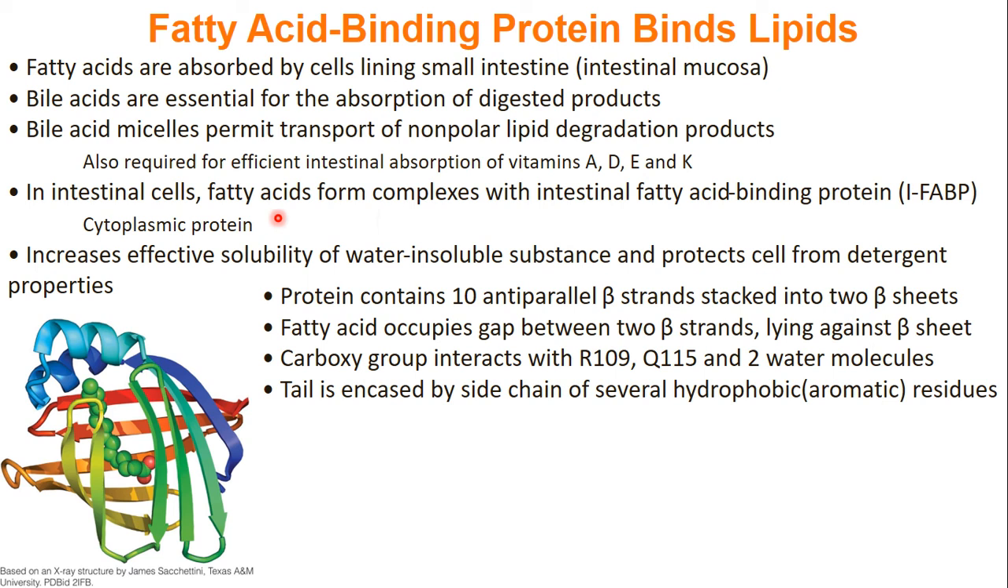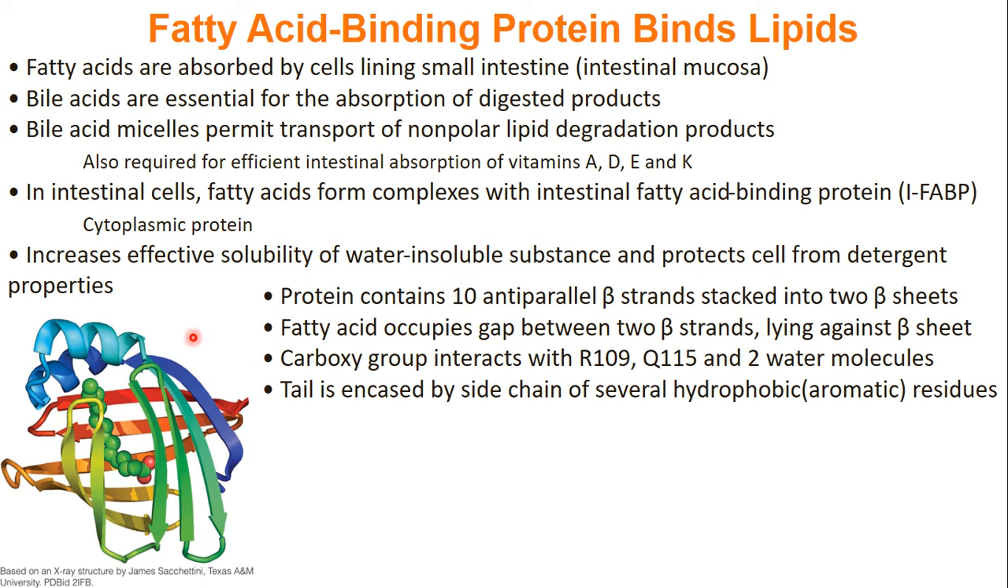So what this IFABP does is it increases the solubility of the insoluble parts of our fatty acid, and we're also going to protect ourselves from the detergents of the bile acids, because remember, our cell membrane is polar and nonpolar, and a detergent would actually destroy our cell membrane, which would be bad because we'd leak out everywhere. So we're helping to protect against these bile acids and fatty acids.